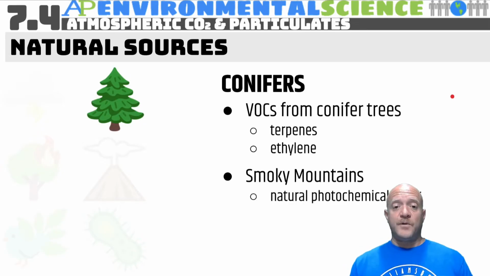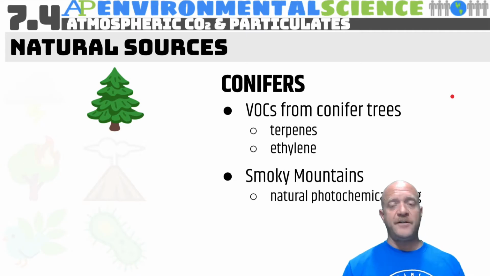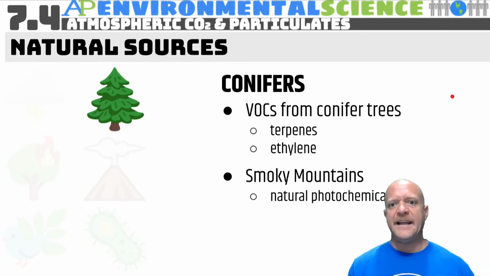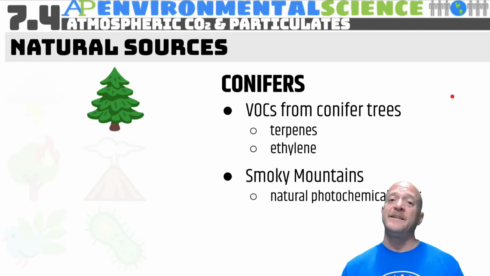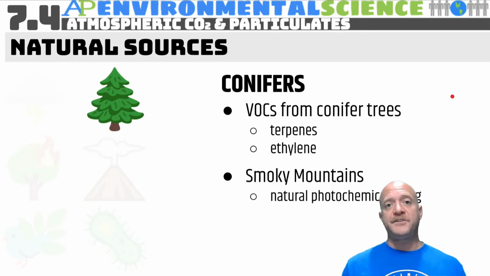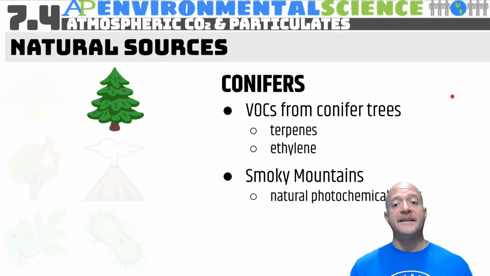Conifers are natural sources of volatile organic compounds, and I've mentioned that before. Specifically, they're terpenes. That's what they're called. That kind of pine scent is from the terpenes. Also, ethylene is present. It is a gas that is released when fruits ripen. So not just conifers have ethylene, but also fruits when they're ripening will give off ethylene. And that ethylene gas actually triggers other fruits to also start the ripening process.